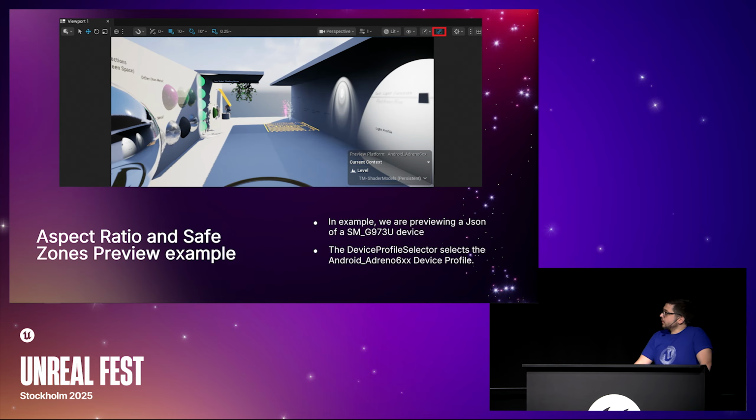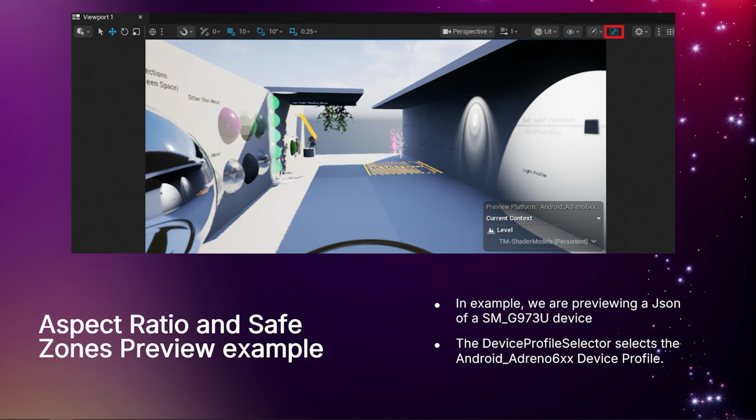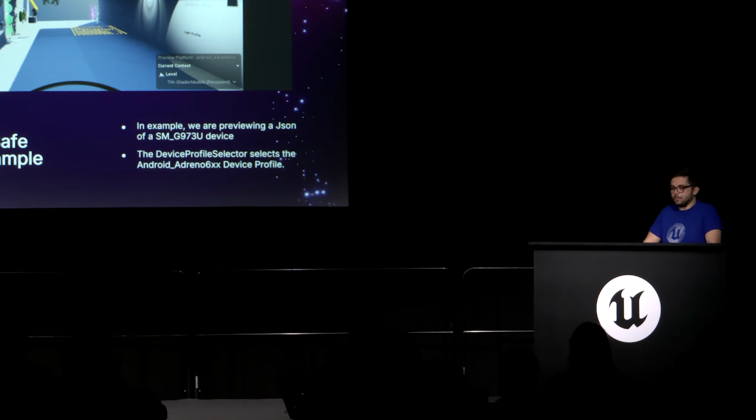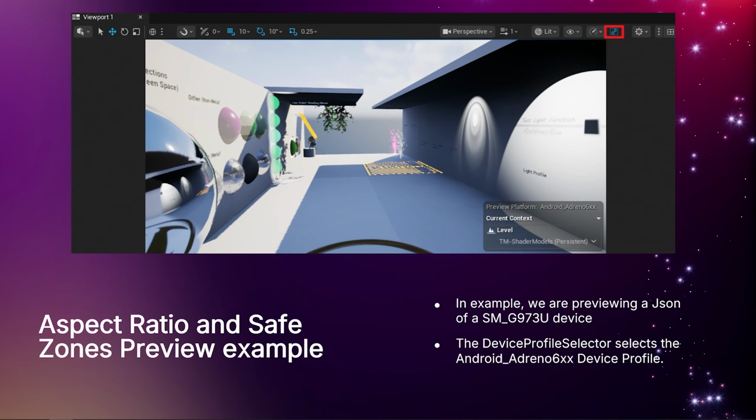An example you have here is we're using that S10, SM-G973U. We generated the JSON file before, and then we applied it. The JSON file was read, we read the safe zones, and we applied them in the editor viewport. You see left and right we have letterboxing, but you can also have top and bottom.